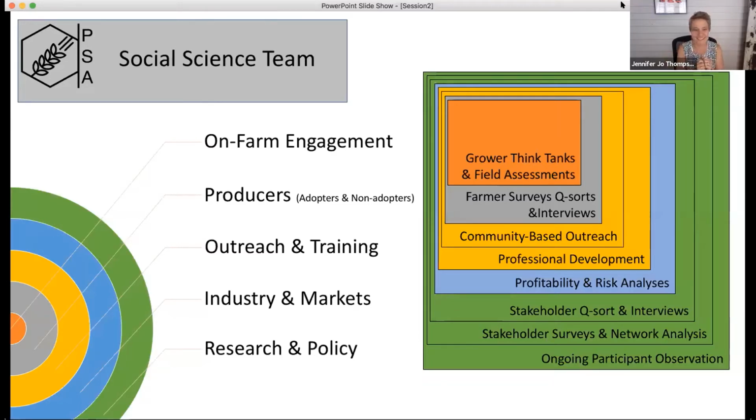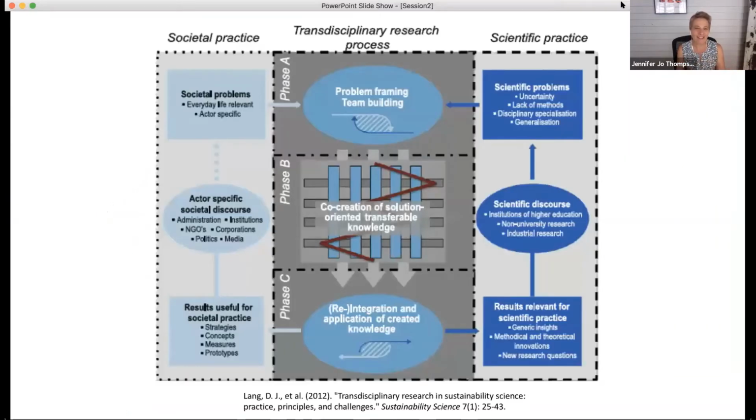Next slide. So that brings us to the approach to all of this. And if you were at the November meeting, you may remember me talking a little bit about transdisciplinary research, and I'm not going to spend time talking about it so much today, other than to say that this approach really guides what we're doing.